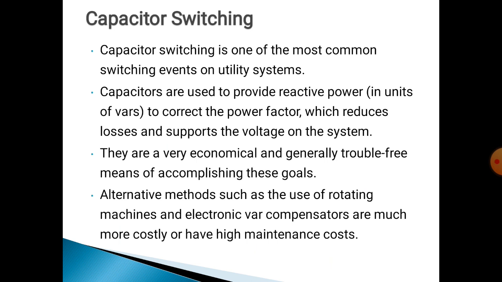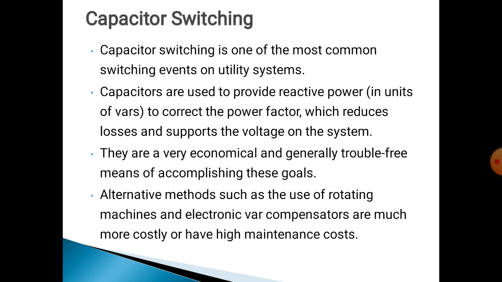Shunt capacitors are employed to correct a lagging power factor, or in some cases to provide voltage support for the system, and to reduce the losses. Shunt capacitors are an economical and generally trouble-free means of accomplishing these goals.